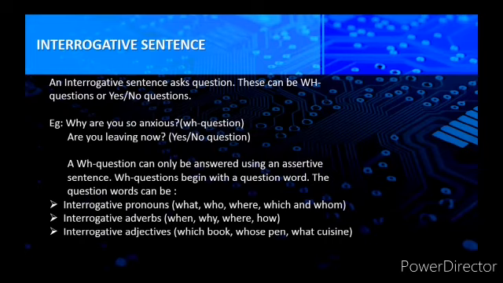The question words may be interrogative pronouns, that include what, who, where, which and whom. We use interrogative pronouns to ask questions about a person that we don't know. Interrogative adverbs, which include when, why, where and how, are placed at the beginning of the question. An interrogative adjective, that is which book, whose pen, what cushion, helps to find answers to those questions that people may ask.